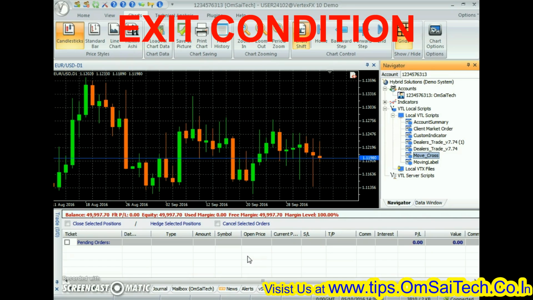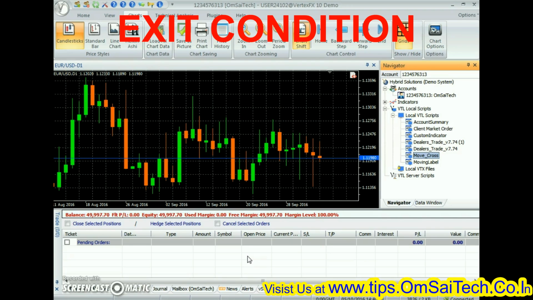Exit conditions for the EA. Condition number 1: a trade is closed when the stop loss is hit if the parameter stop loss is configured. Condition number 2: a trade is closed when the take profit is reached if the parameter take profit is configured. Condition number 3: a trade is closed when the trailing stop loss is hit if the parameter used trailing stop is configured.